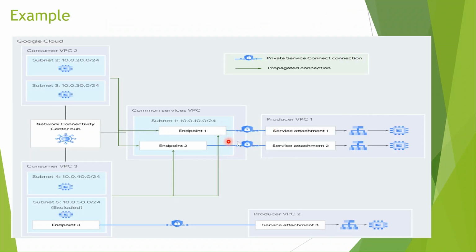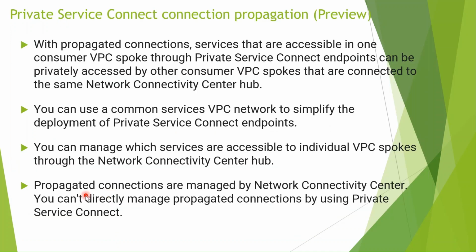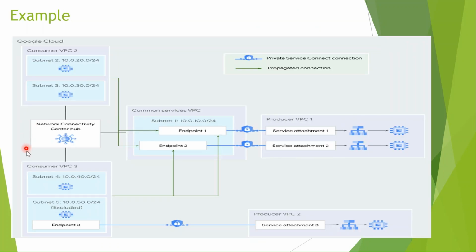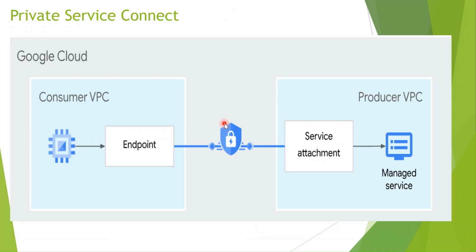Yes, as I've told you, here we have the option that if we don't want to share any specific service, we just exclude it. So we have that option also. And propagated connections are managed by Network Connectivity Center, and you can't directly manage propagated connections using Private Service Connect. When you create an NCC hub, we have to enable propagated connections, and they will be managed by Network Connectivity Center only. We don't have the option to manage them ourselves, nor can we manage them via Private Service Connect.